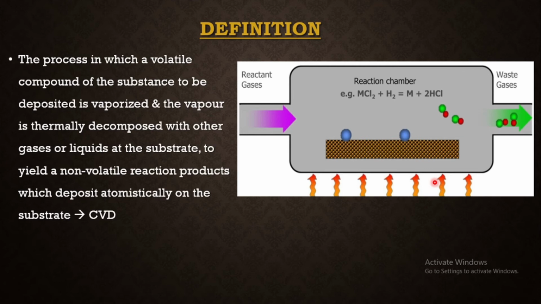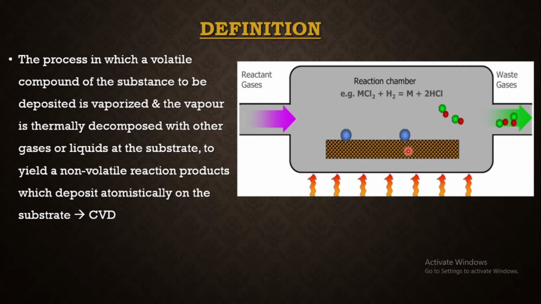The definition says that it is a process in which a volatile compound of the substance to be deposited is vaporized, that is, the substance acting as a precursor is converted into gaseous form, and the vapor is thermally decomposed with other gases or liquids at the substrate. Within the reaction chamber there will be some other gases also, so that chemical reactions take place. Due to these reactions, finally we get some non-volatile reaction products which are deposited atomistically on the substrate.